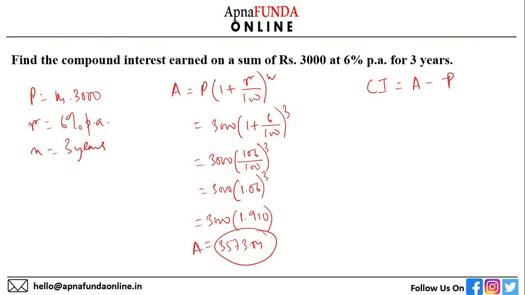So the amount on this particular sum earned is 3573.04. What we need to calculate is compound interest. So compound interest is equal to amount, that is 3573.04, minus principal, which is 3000. So compound interest becomes 573.04. This is my answer. I'm sure you have solved along with me, and this is the answer that you will also get.